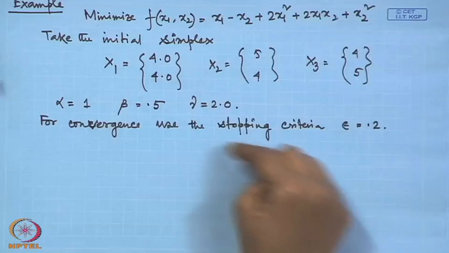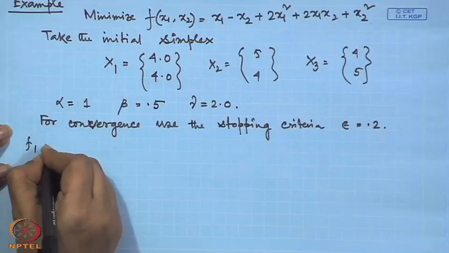That is why it has been mentioned that for convergence, consider epsilon equal to 0.2. That means the standard deviation of the functional values at the last simplex must be less than 0.2. Another criterion we can adopt, if it has been specified beforehand, is a fixed number of iterations, meaning we generate that number of simplexes. Then also we can stop; that totally depends on experience. Otherwise we have to repeat the process again and again. We will just start our process.